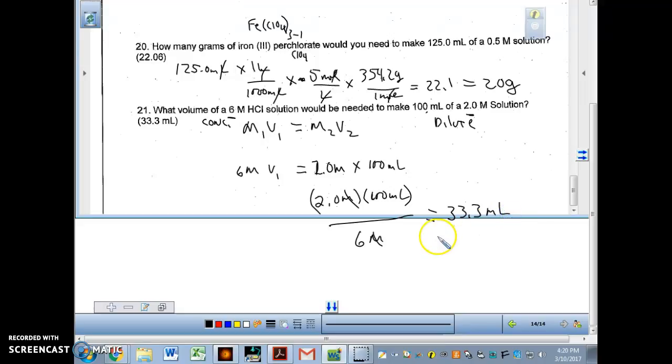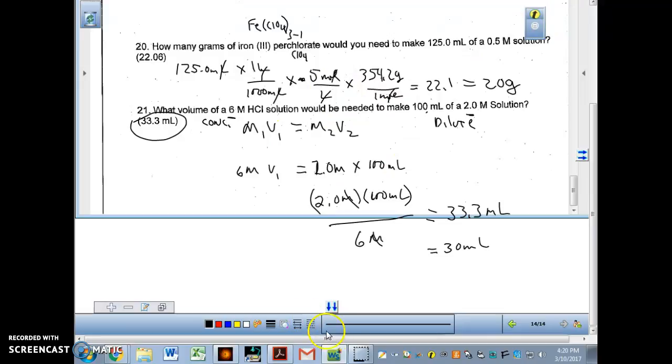milliliters of the concentrated. Now this was 2 sig figs, 1 sig fig, so technically 30 milliliters. But I'd never make it this way. I would do the 33.3. But our correct answer based on that is the 33.3.